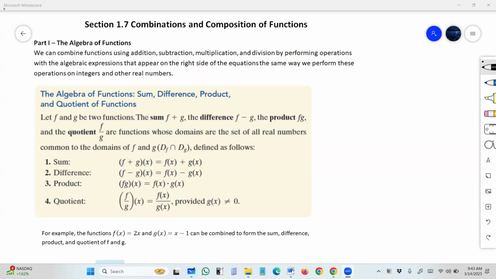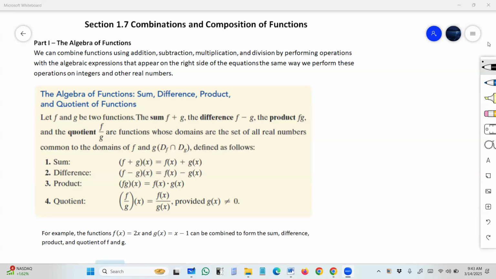Dealing with the algebra of functions is very similar to dealing with the algebra of regular integers and real numbers. We can perform the same operations of addition, subtraction, multiplication, and division that we do on numbers, and we can do the same with functions. Now, this is extremely easy.